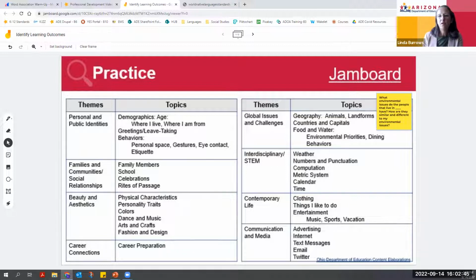So take a minute, and if you click on that Jamboard, that will get you into the Jamboard. Just start to brainstorm what might be some great essential questions that you could think of and use for those themes for a novice mid class. If you are struggling with getting into the Jamboard, you can type your essential questions into the chat for me if that's easier.